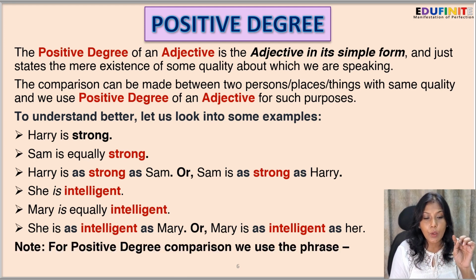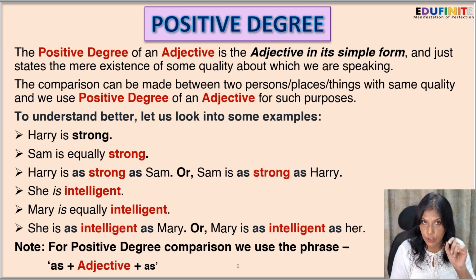Next. Now note a point. What is the point? For positive degree comparison, we use the phrase as plus the adjective plus as. So you've seen here in the cases where we have compared one with the other, since their level is the same or their quality is same. So for that reason, what phrase do we use to compare? We use as, then the basic adjective, that is the positive degree of the adjective, then again as. And we compare it in that manner, that is the positive degree of an adjective.